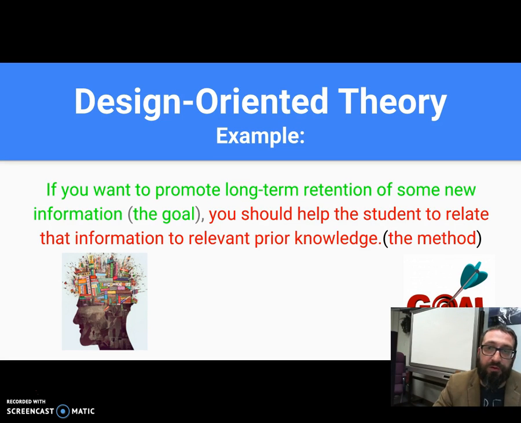Design-oriented theory example. This is an example of the design-oriented theory. If you want to promote long-term retention of some new information, the goal, you should help the student relate that information to relevant prior knowledge. That is the method.